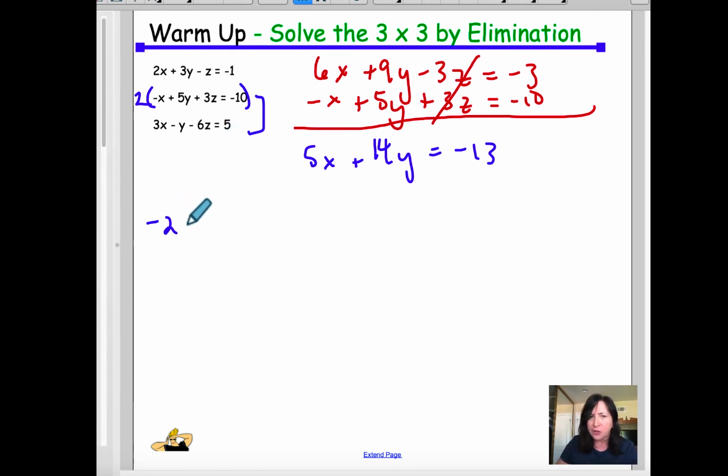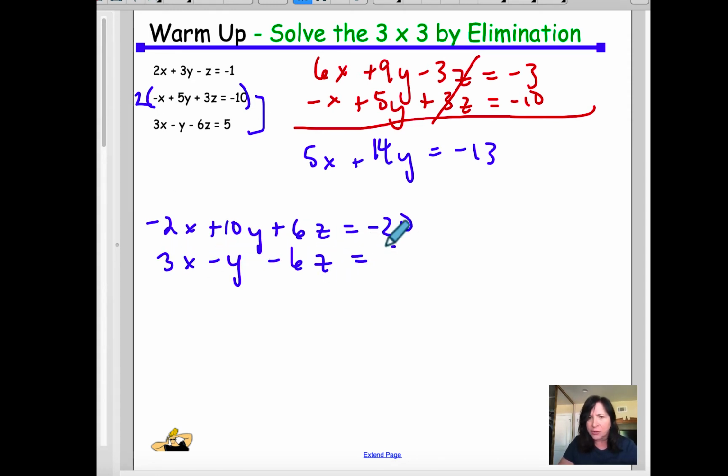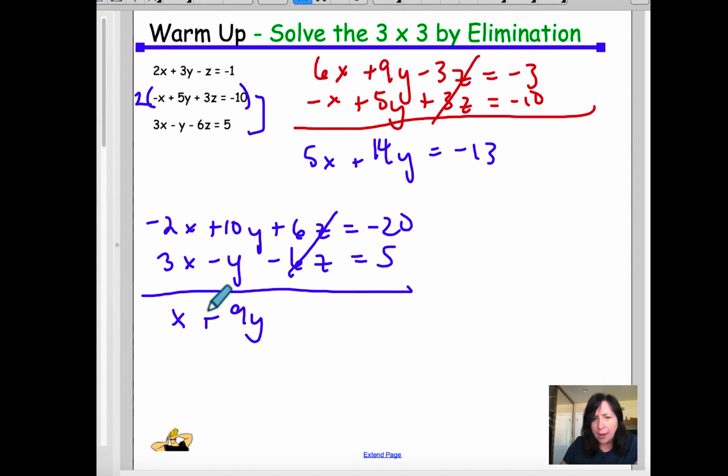We've got negative 2x plus 10y plus 6z is equal to negative 20. And then we have 3x minus y minus 6z equals 5. And because those are already 6's and they're going to cancel, I don't have to do anything to the bottom equation other than add. So now I've got negative 2 plus 3, which is x. We've got plus 9y. And then negative 20 add 15 is going to give us equal to negative 15.